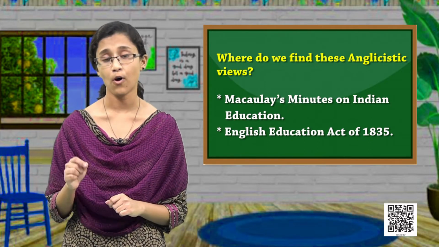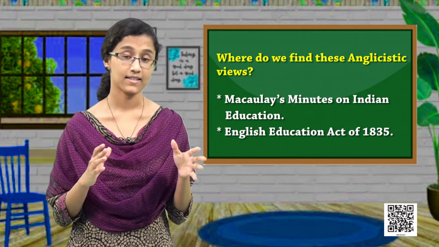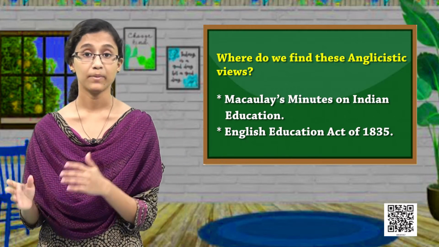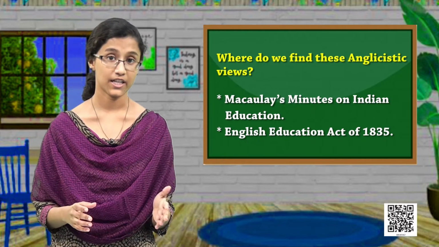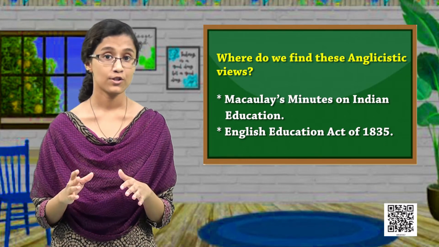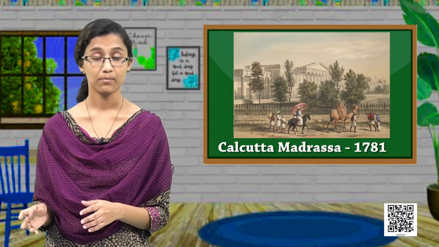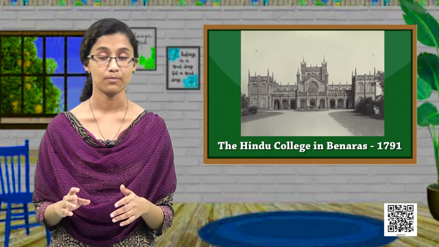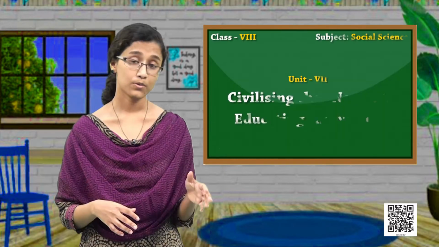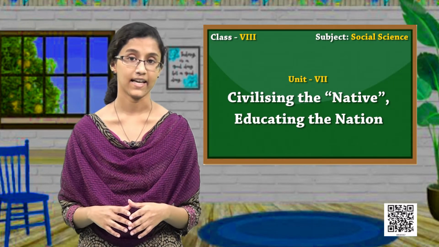This document formed the basis for the English Education Act of 1835. By this act, English was made the medium of instruction in higher education and English textbooks were provided for schools. They also decided to stop promoting the Oriental colleges like the Calcutta Madrasa and Banaras Hindu College. They were seen as temples of darkness that were responsible for their own decay. 2 decades later, we have a new educational policy that was enacted in India.